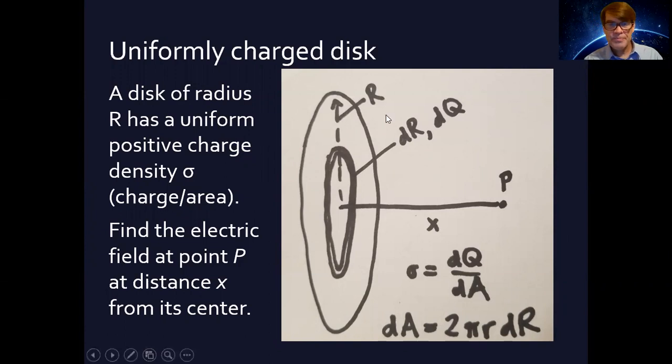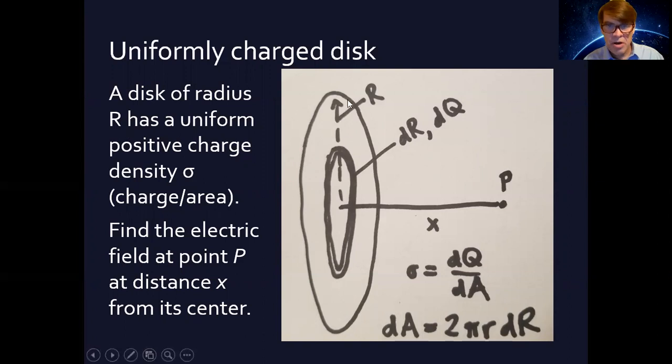So this example is a uniformly charged disk. We used to have, in the good old days, CDs, you know, we put them into our computers, we put them into our CD player, we listened to music. So a charged disk, it's a two-dimensional disk of evenly distributed charge.